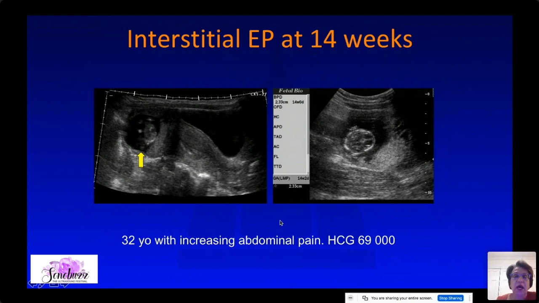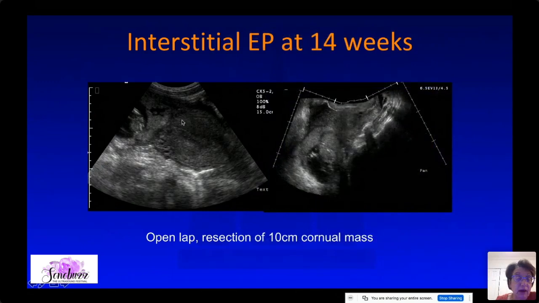This patient was 14 weeks pregnant, and she had increasing abdominal pain. The transabdominal view is, I think, as good as the vaginal study to show how eccentric this ectopic pregnancy is, with no myometrium on this side here. And again, she needed resection of a 10 centimeter cornual mass. So she needed an open laparotomy.